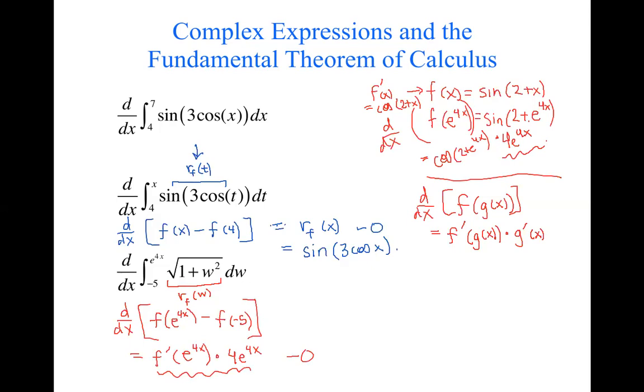So going back to our other notation, I'm going to move up a little so I don't run out of room. So this is r sub f, not of x, but of e to the 4x, times 4e to the 4x. I'll simplify off the minus 0 already. But if I want to write this out, r sub f of e to the 4x is going to be 1 plus e to the 4x squared underneath.